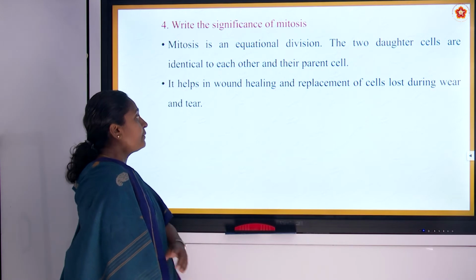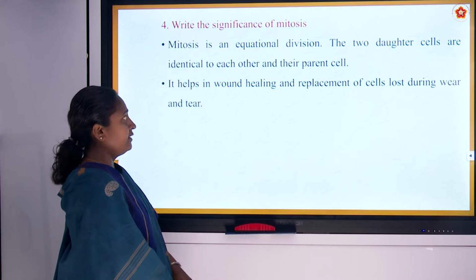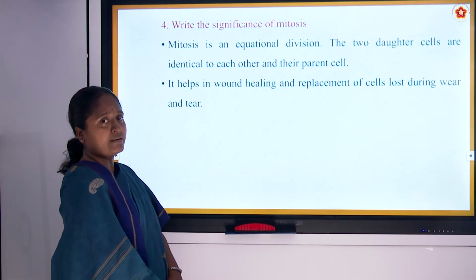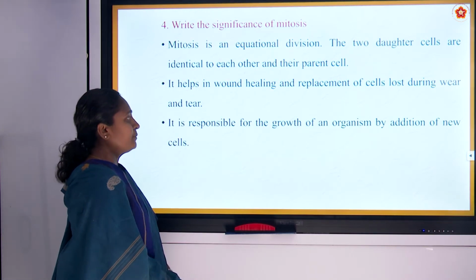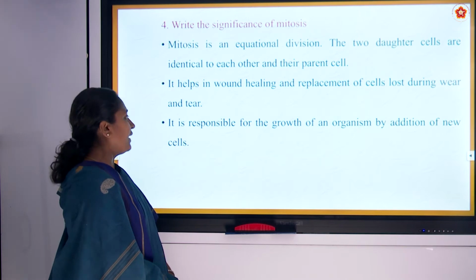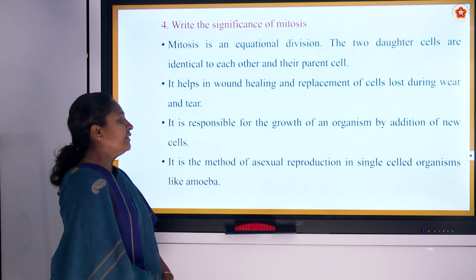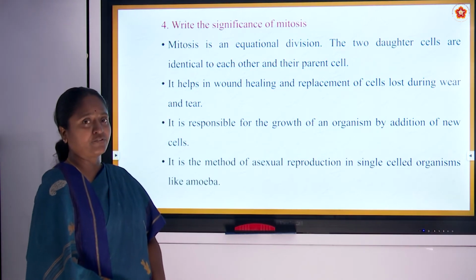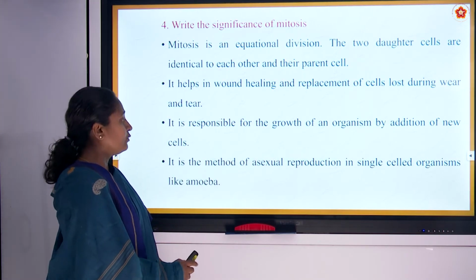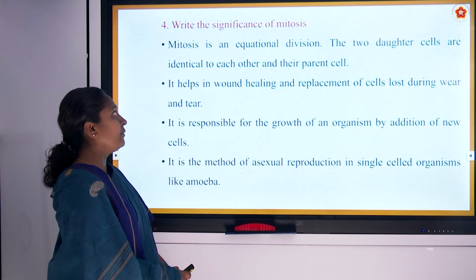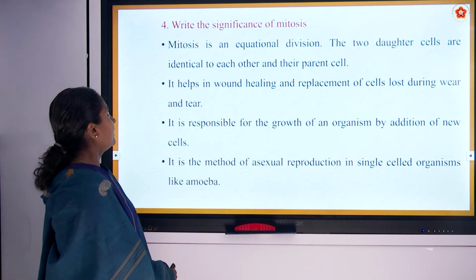Second, it helps in wound healing and replacement of cells lost during wear and tear. So, we can keep growing, right? Some kind of wound healing process is also possible. Third, it is responsible for the growth of the organism by adding new cells to the organism. The fourth significance is, it is a method of asexual reproduction in unicellular organisms like amoeba. We get 2 amoebas formed at the end of mitosis. It is a form of reproduction in lower organisms.